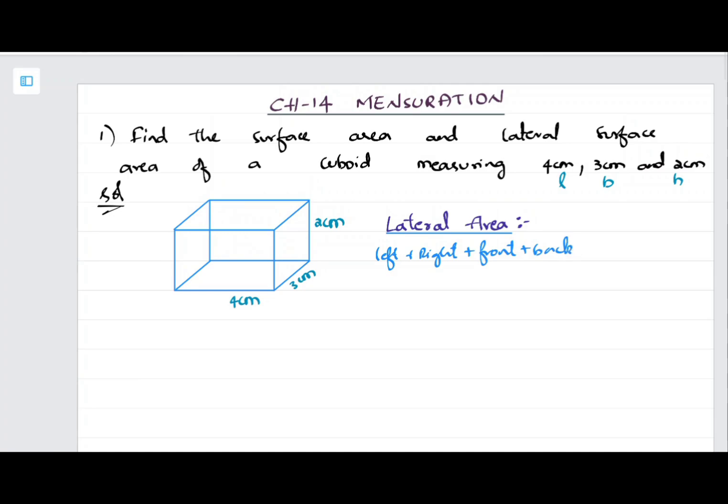Left and right side, if you observe, is BH. This is in the shape of a rectangle, so the area of a rectangle is BH plus BH. What is on the front side? Length and height, so LH plus LH. So 2BH plus 2LH.